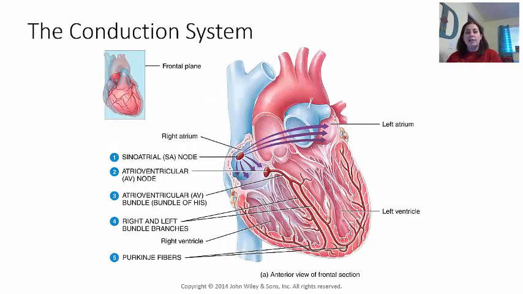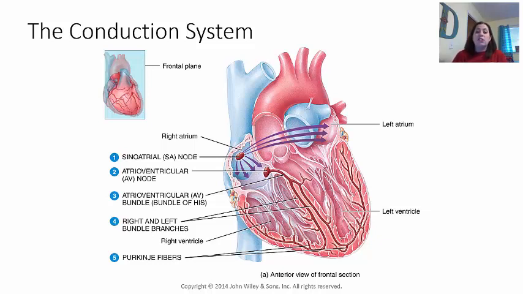So if we take a look at this particular picture, it's showing you the conduction system. This is a very important picture. It is located in your textbook on page 705. If you'll notice here, you have the SA node. It sends the signal to both the right and left atrium, allowing them to get ready to contract. It also sends a signal to the AV node. The AV node is going to slow down the signal until the atria have a chance to contract and push the blood into the ventricles.